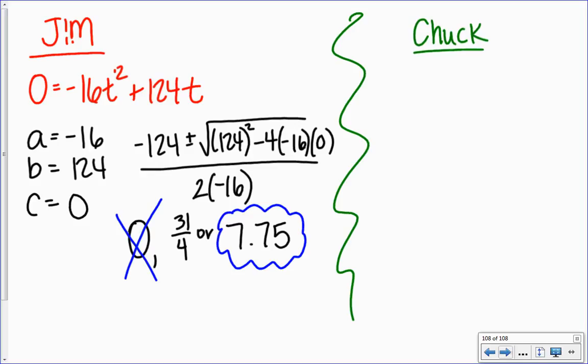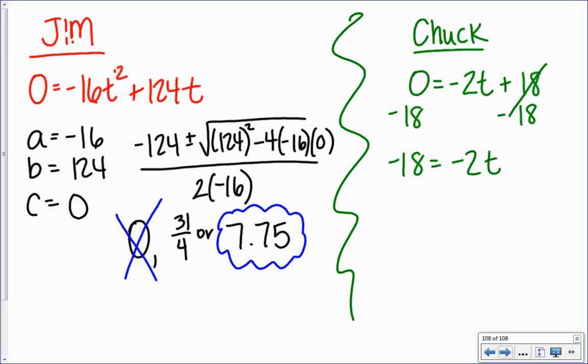All right, Chuck's equation, remember, was a linear equation. 0 equals negative 2t plus 18. So remember, I'm setting it equal to 0 again because that's when it comes back to the ground. So essentially, it's an intercept. So to solve this one, we'll move 18 over. Then I'm going to divide by negative 2. And it took Chuck 9 seconds to roll that ball down.